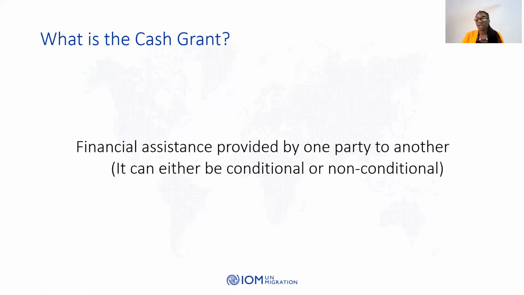Now, firstly, a cash grant is simply financial assistance provided by one party to another. In this case, financial assistance provided by the International Organization for Migration to you as a beneficiary. Now, it can either be conditional or non-conditional. Conditional in the fact that you may be required to fulfill certain requirements before you can gain access to it, or you may be required to fulfill certain requirements after you've been given access to the funds.